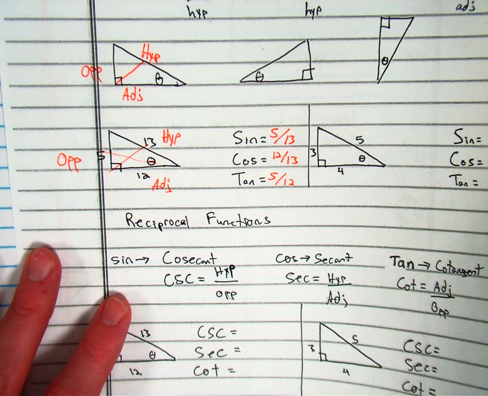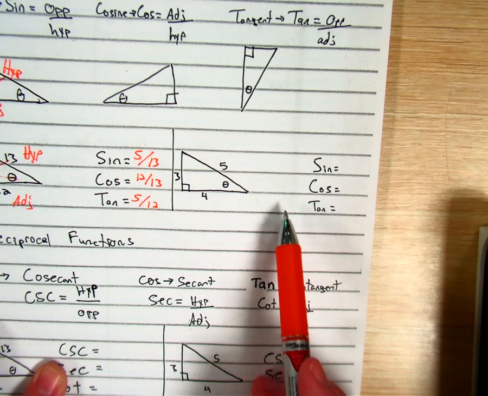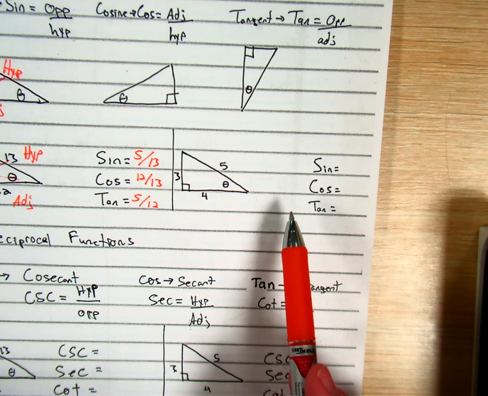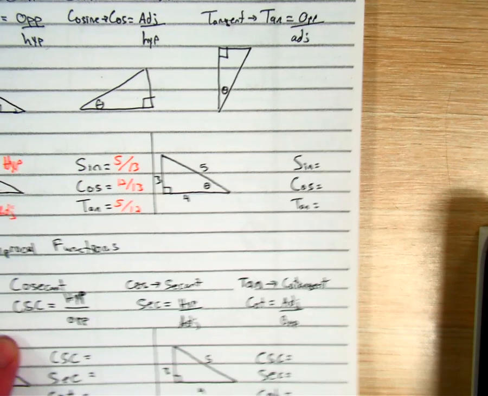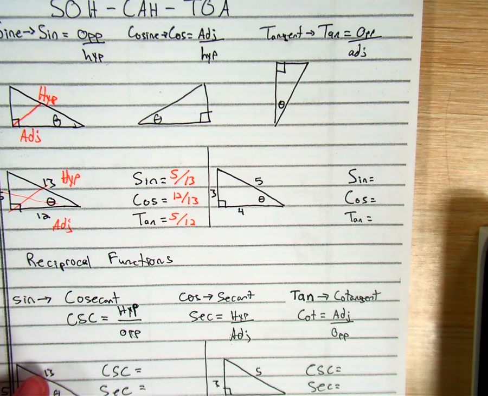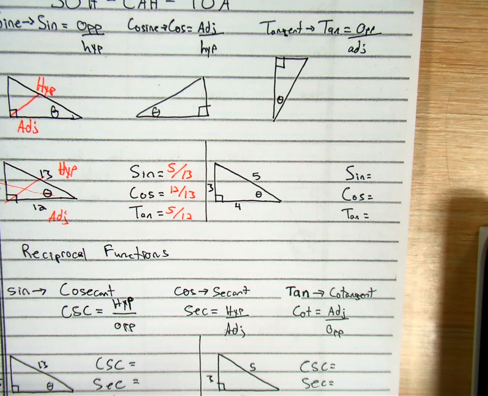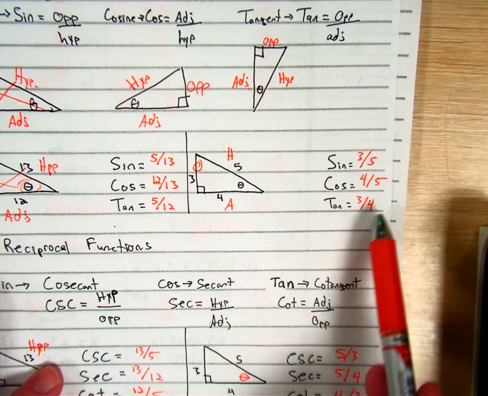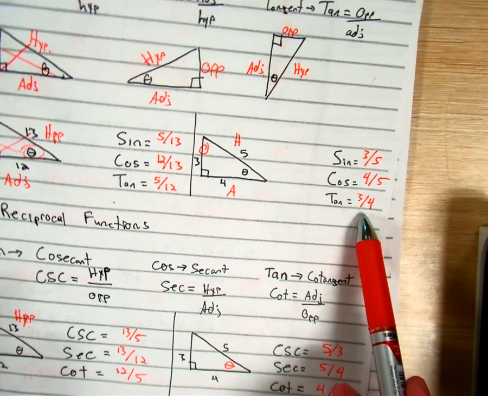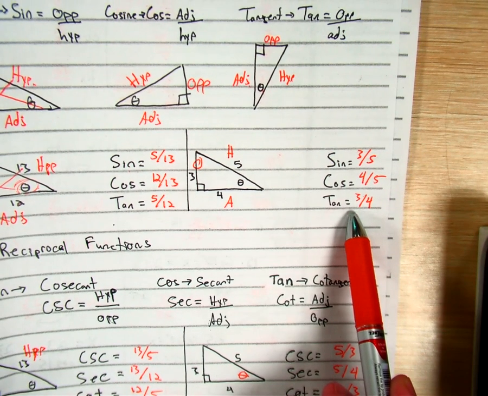Okie dokie, your turn. You've got this triangle on your own. Push pause and give it a go. Alright, here's what I had: 3/5, 4/5, and 3/4. Hopefully you had the same as me.